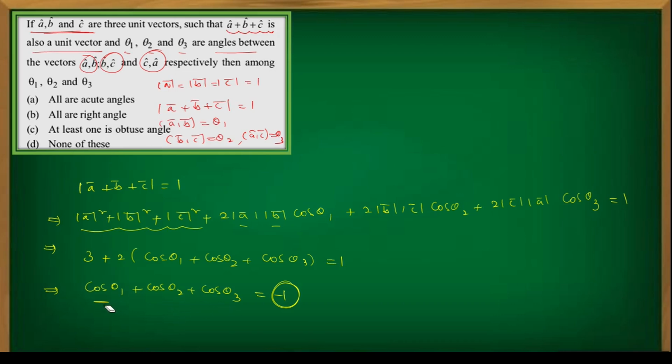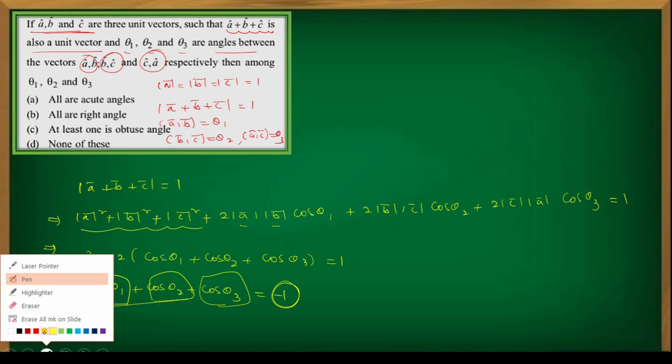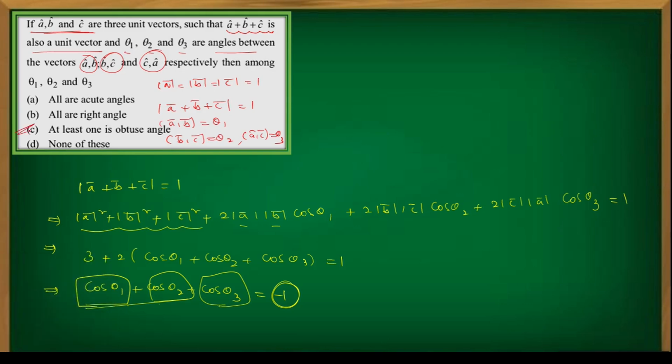At least one of them, either cos theta 1 or cos theta 2 or cos theta 3, must be negative. So at least one of them is negative means at least one of them is an obtuse angle. We don't have any guarantee about the other two, but we have a guarantee that at least one of them is an obtuse angle.